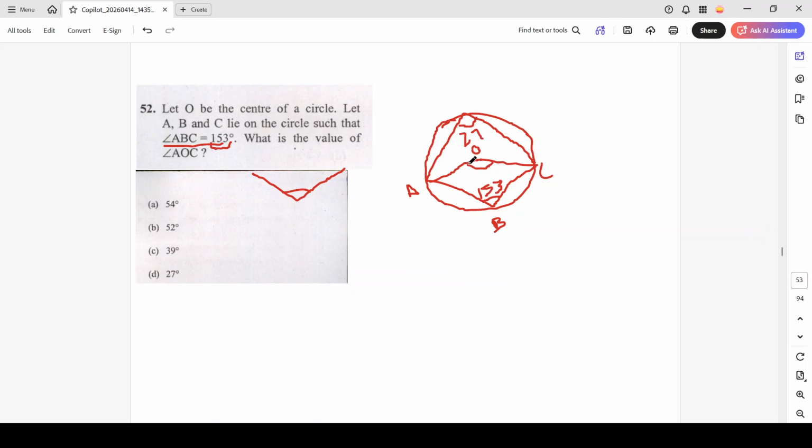Now the angle at the center is double the angle in the other sector. This angle is 27, so the angle at the center will be double of 27, that means 54.